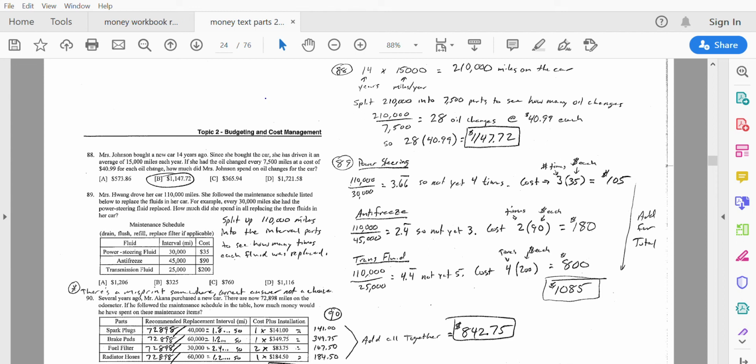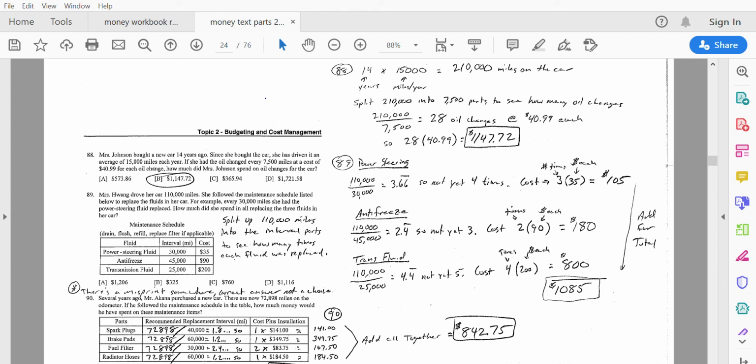So she followed the maintenance schedule listed below to replace the fluids in her car. For example, every 30,000 miles, she had the power steering fluid replaced. Even if you don't know what that is, it tells you that after 30,000 miles, you should replace that. It says, how much did she spend in all replacing the 3 fluids in her car?